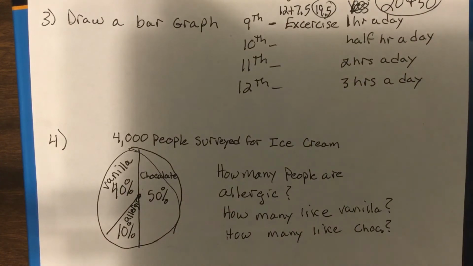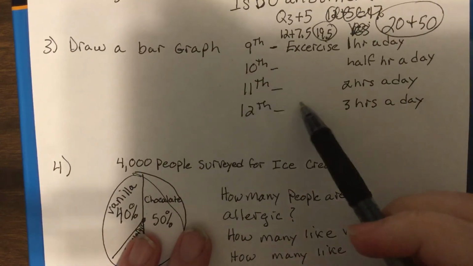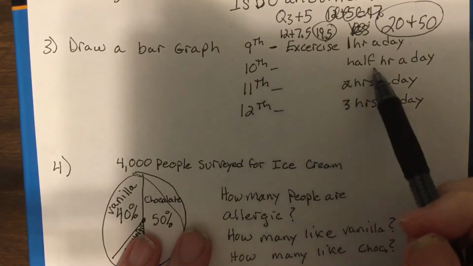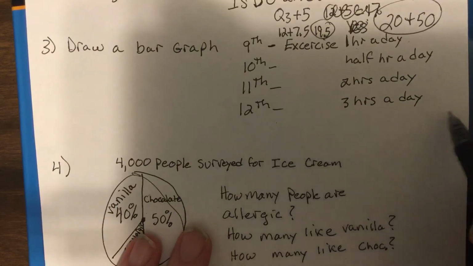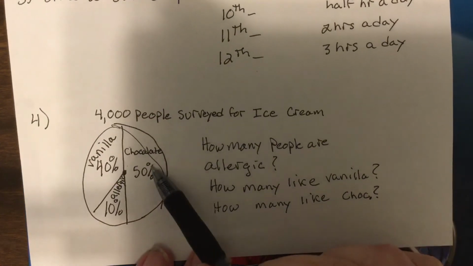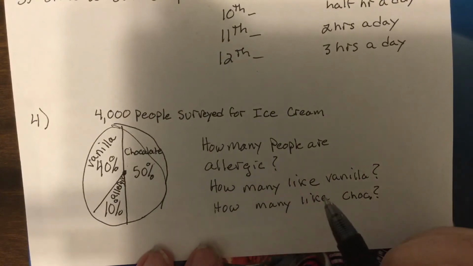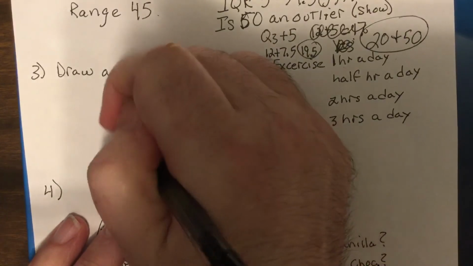Draw a bar graph for that information. That freshmen exercise an hour a day, sophomores half an hour, 11th graders 2 hours, and 12th graders 3 hours. And then we have ice cream. It asks you different questions. So figure that out for me, and then turn me back on.